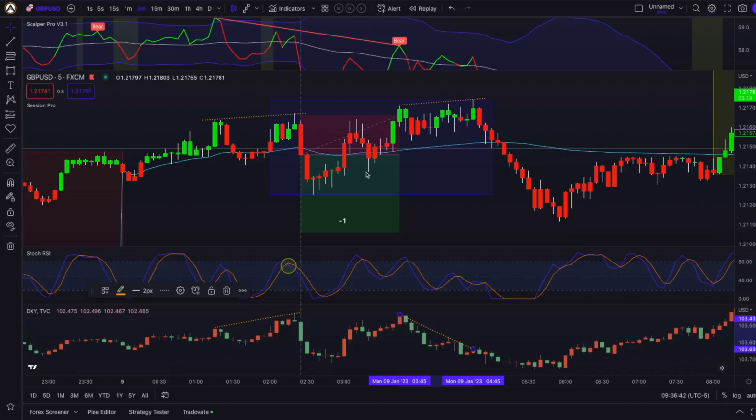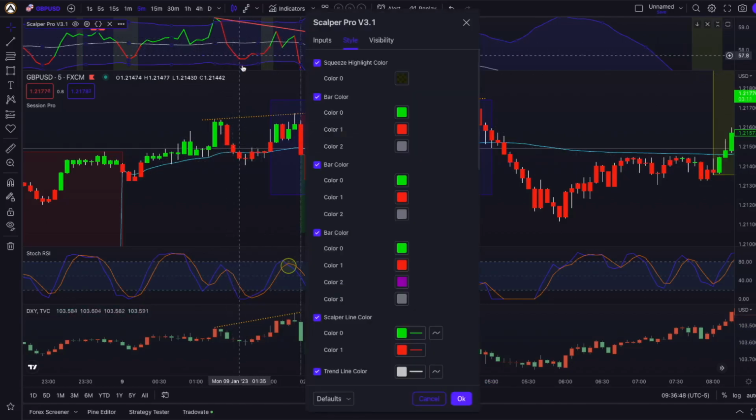So if we get started with Monday, we are basically looking at the price action right here. We're using the Scalper Pro indicator with basic settings.